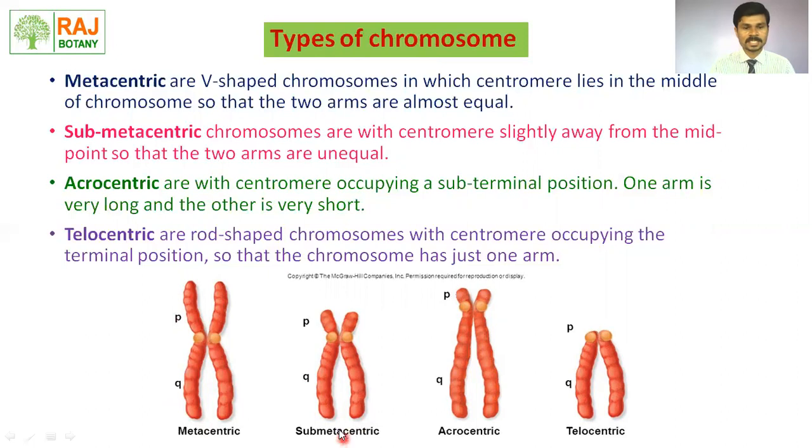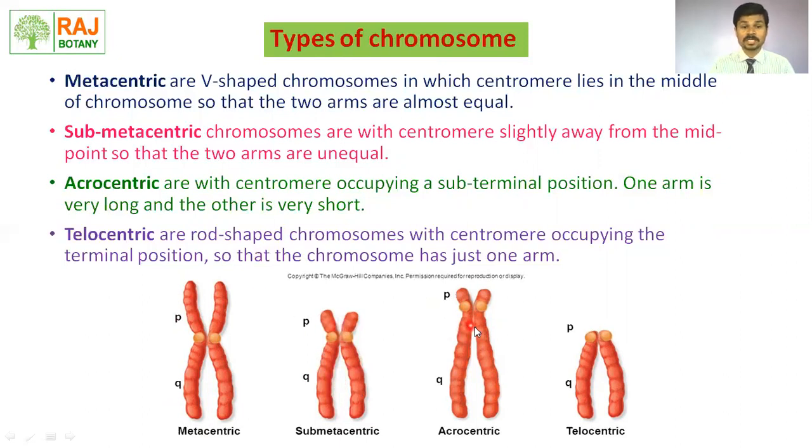Then let's see the submetacentric chromosomes. In submetacentric chromosomes, the centromere is slightly away from the midpoint of the chromosome. So the 2 arms are unequal. This is the long arm and this is the short arm.